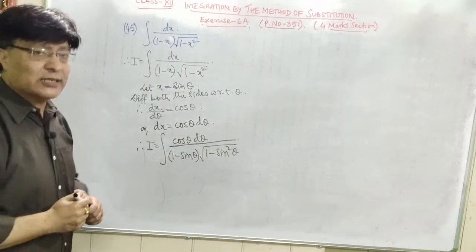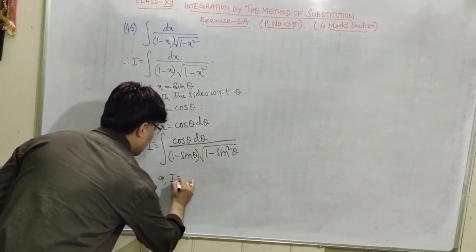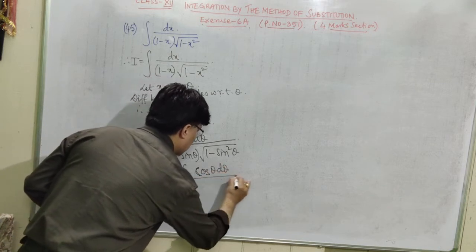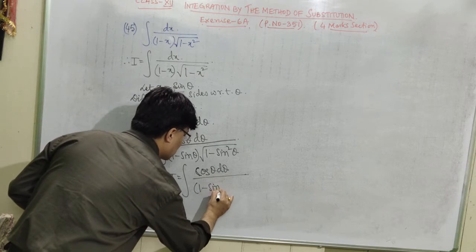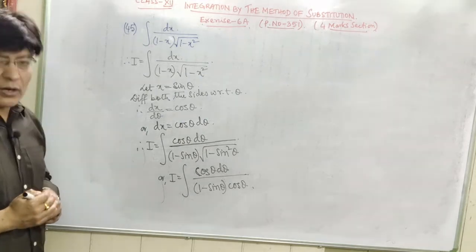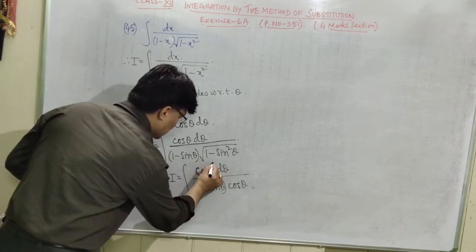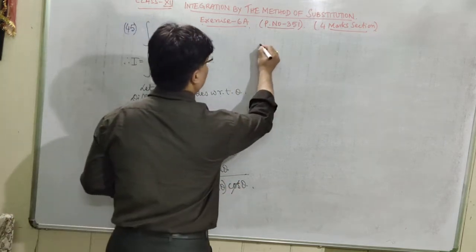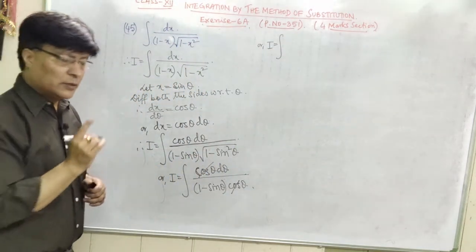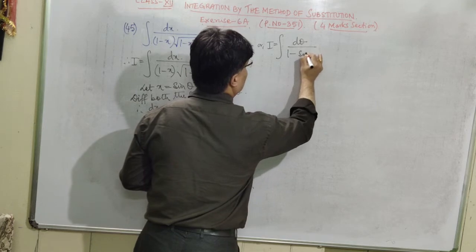Now what is root over 1 minus sine square theta? It is cos theta, you know that. Or I is equal to integration of cos theta d theta divided by 1 minus sine theta, and root over 1 minus sine square theta is cos theta. So here this cos theta will be cancelled, or I is equal to integration of, what are the remaining terms here? It is d theta divided by 1 minus sine theta.